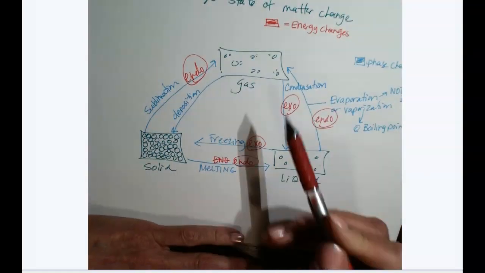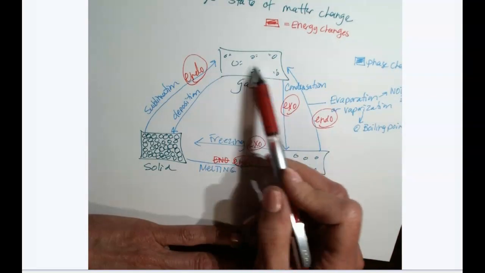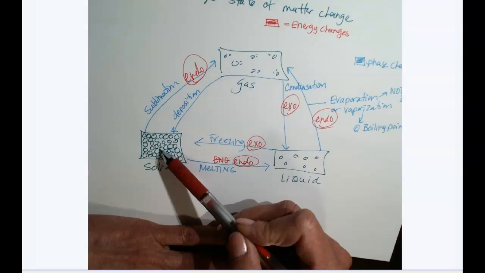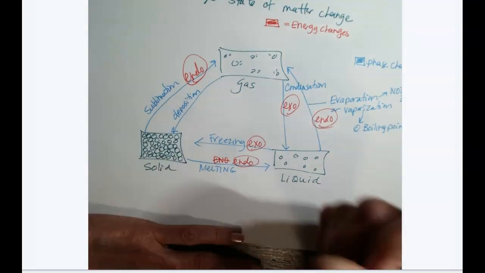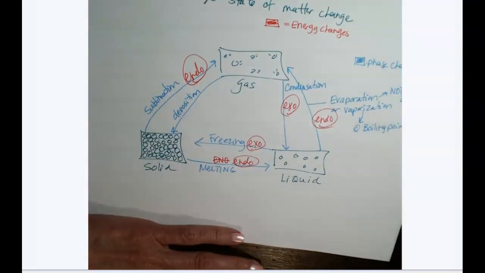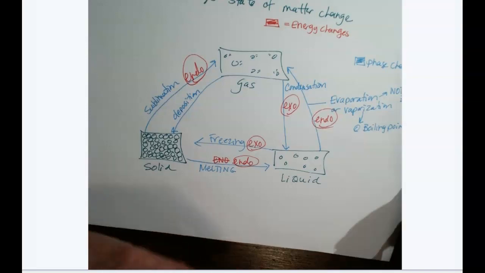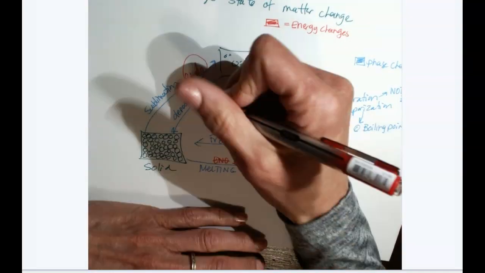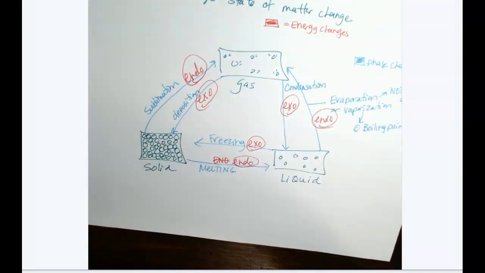And last but not least, we go from a gas that is high energy to a solid that has very little energy between the atoms, tightly packed, they're barely vibrating. So energy has to come out in order for the atoms to get closer together and be that tightly packed. So that's going to be an exothermic change.